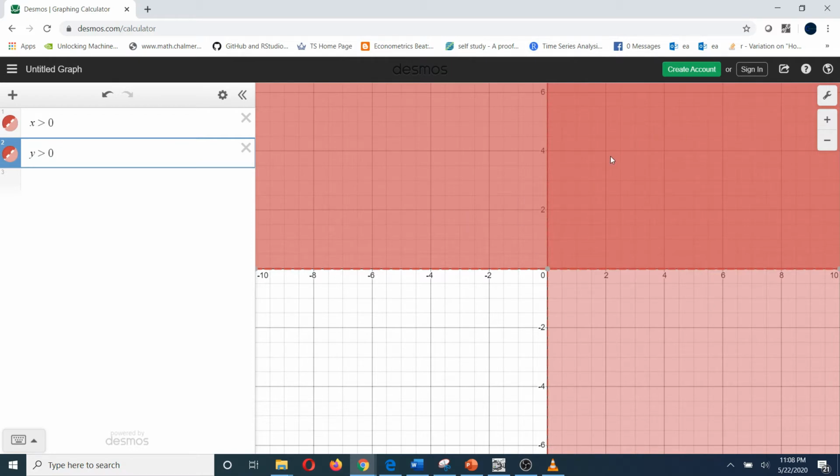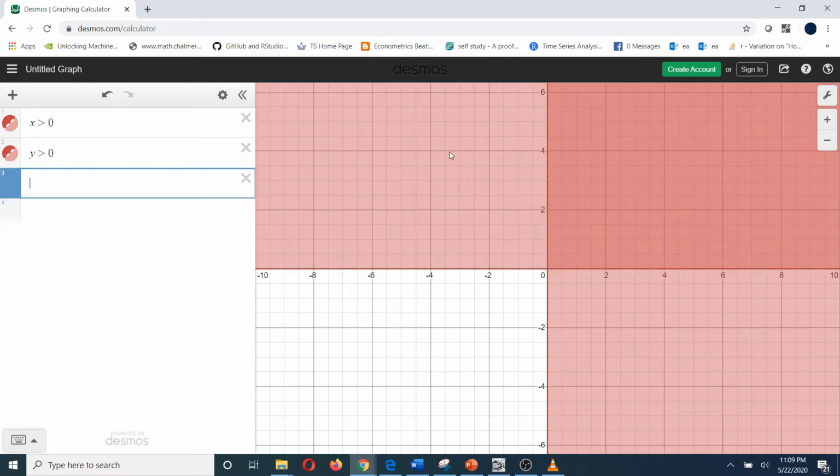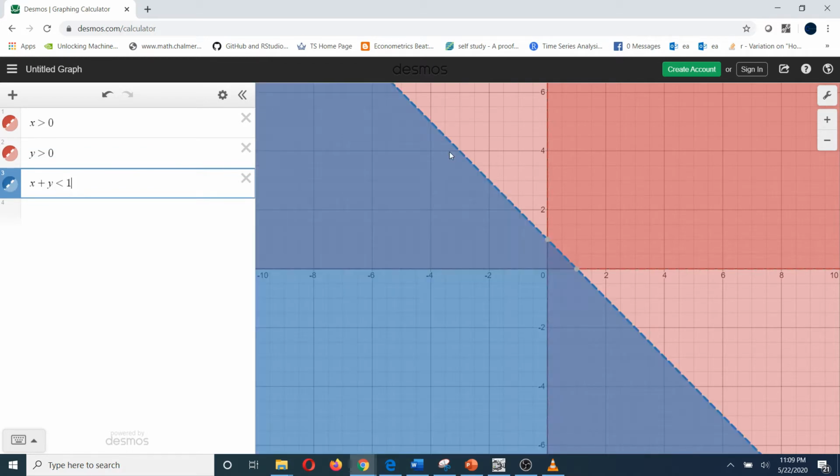So now you can see the common area here is this quadrant. Next, the third inequality is x plus y is less than 1. So now you can see the common area is this small triangle. So now you can see x is within 0 and 1 and y is within 0 and 1.